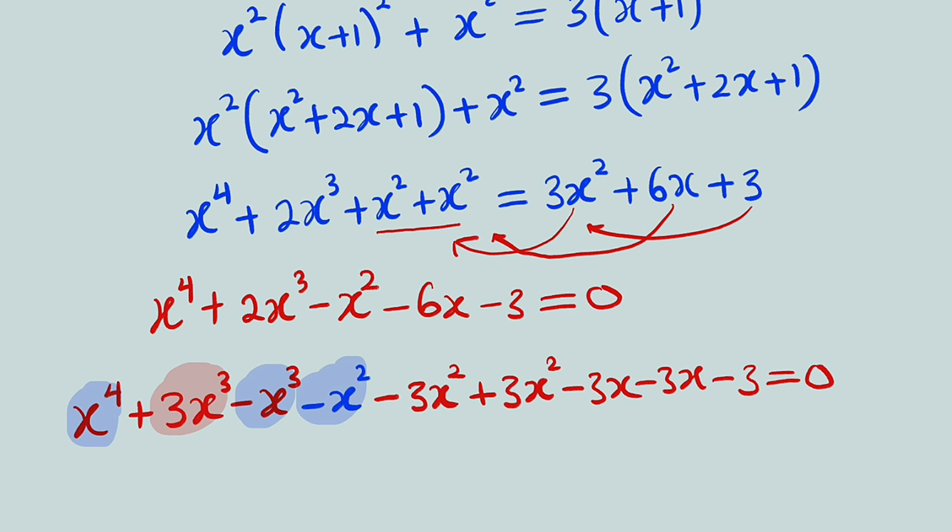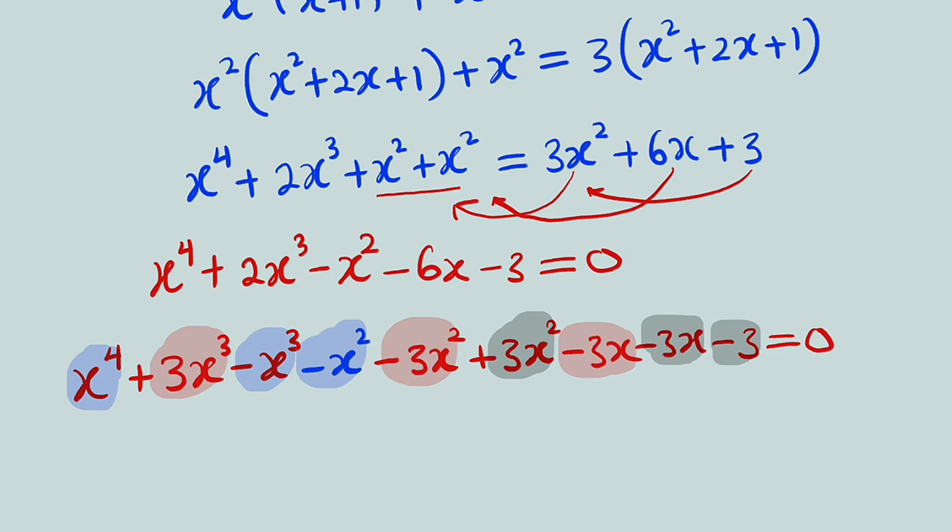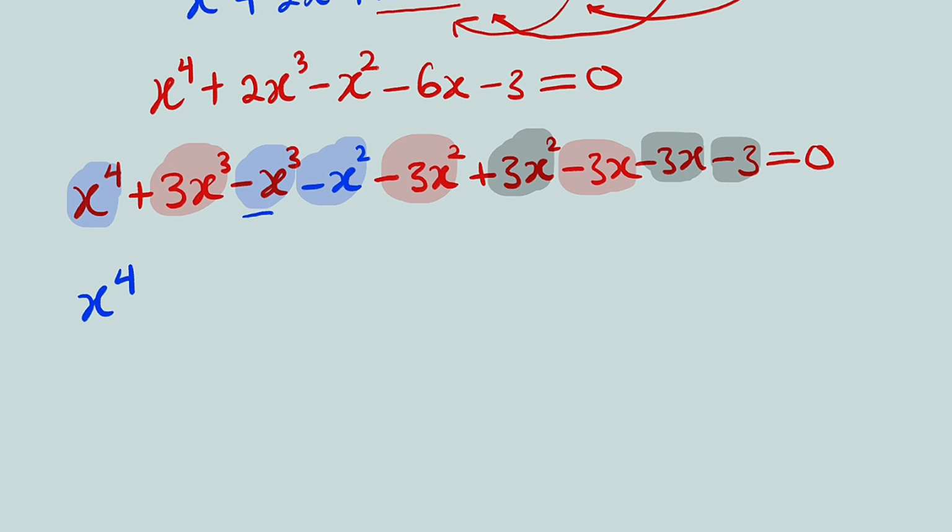Then as I come here, we have negative 3x to the second power. Then lastly, we can choose negative 3x to the first power. Then the rest, we have this, this, and this. So this is how I want to group them. So let me rewrite them.